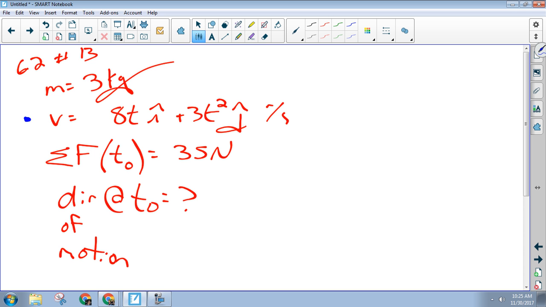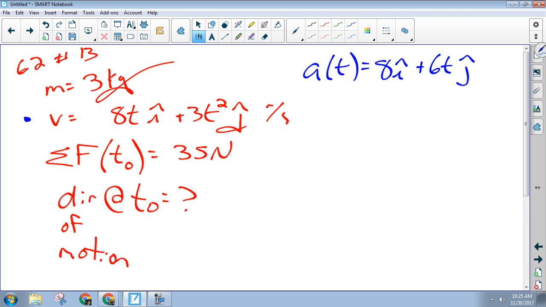So my acceleration as a function of time is the derivative of this. What'd you get? 8i plus 6tj. Is everybody cool with that, that you just do your derivatives component-wise? Like you do your i's, you do your j's? Okay, cool.